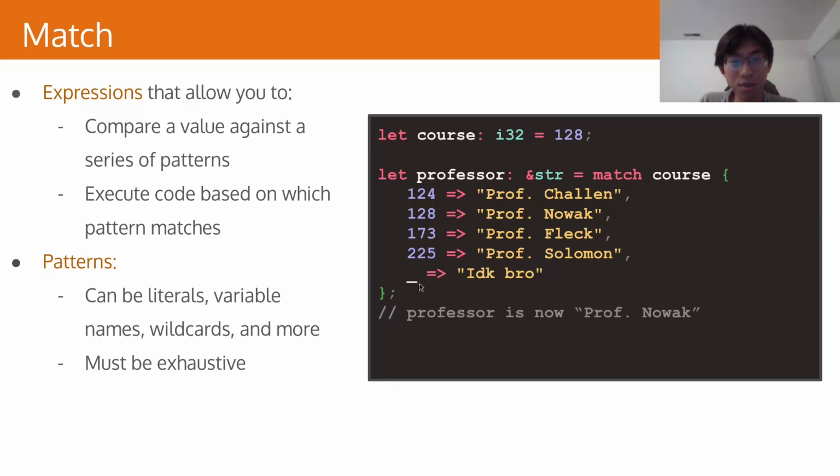Here, the underscore represents the wildcard that we talked about. And this underscore is important because we need to match all the possibilities. Since an integer can be a lot of different values, and we certainly haven't covered them all here, for any of the missing possibilities, we'll just set professor to "IDK bro". So this is a basic introduction to how match expressions work.